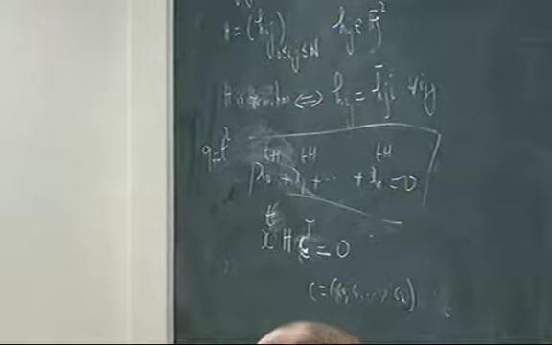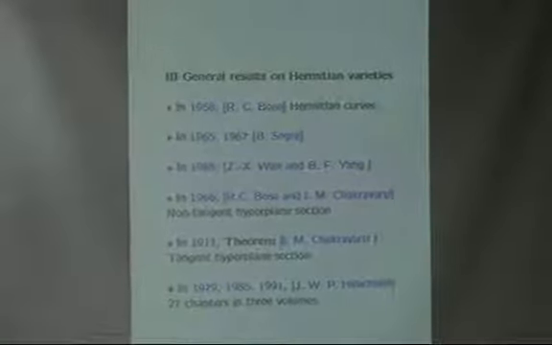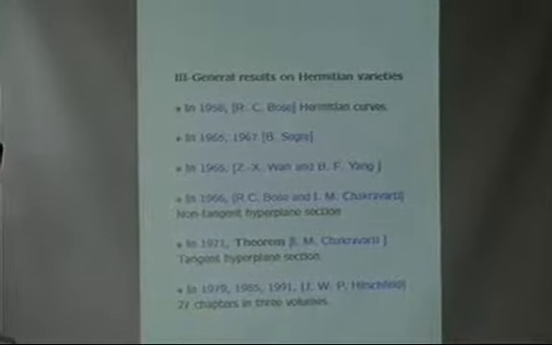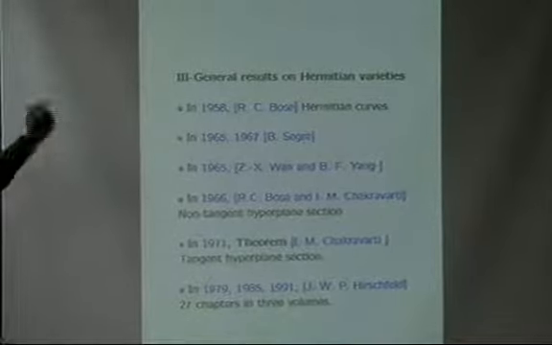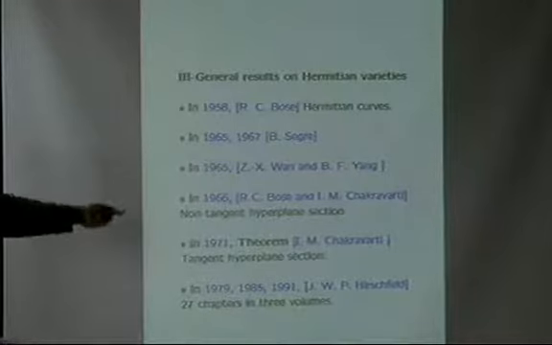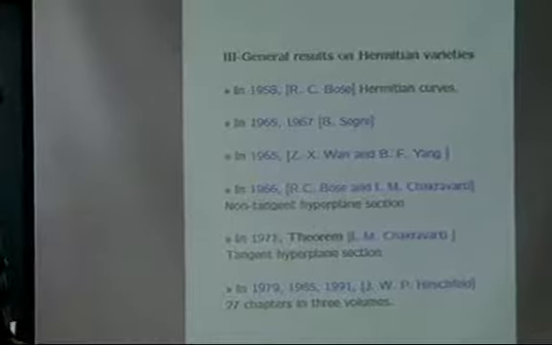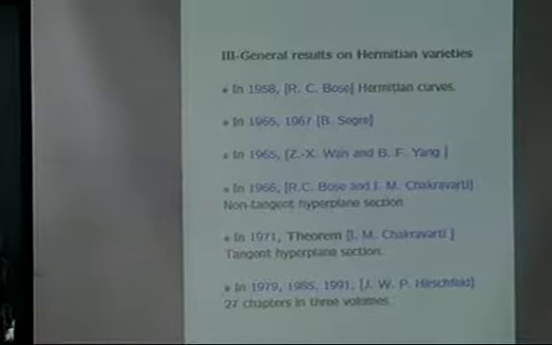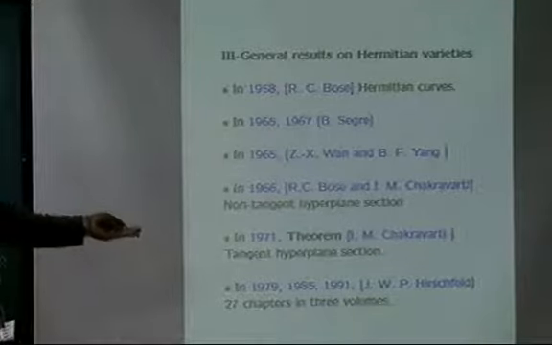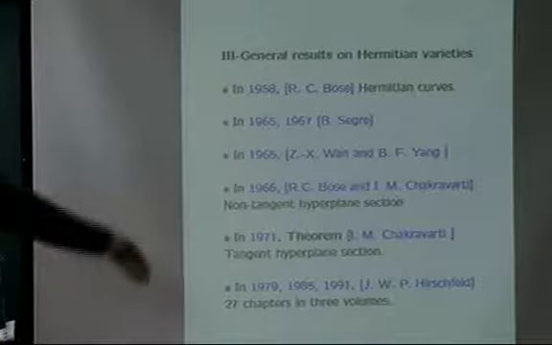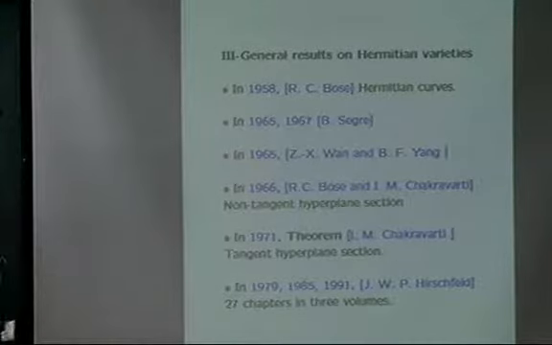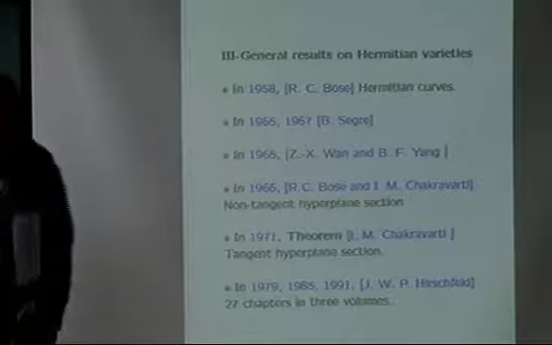Okay, so in 1966, the result which had been obtained for quadrics, the same result has been obtained also for Hermitian varieties: the hyperplane sections of Hermitian variety, non-tangent case, by Bose and Chakravarti in 1971. And there are books, a famous book of James Hirschfeld on Hermitian varieties.